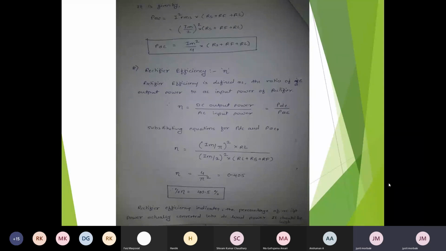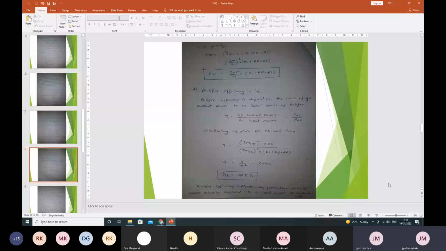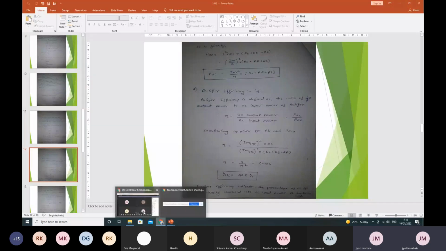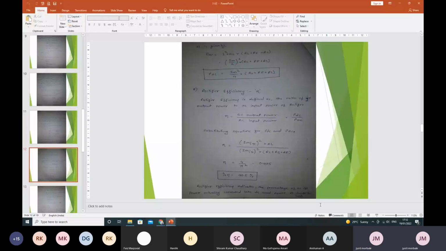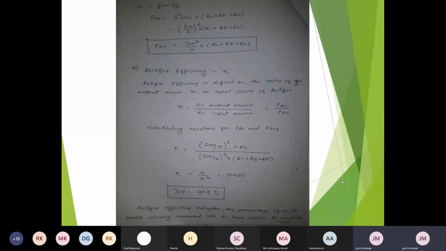Next is rectifier efficiency. This point is very important for your examination. Remember, PAC के बाद efficiency है. Efficiency indicates a minute.